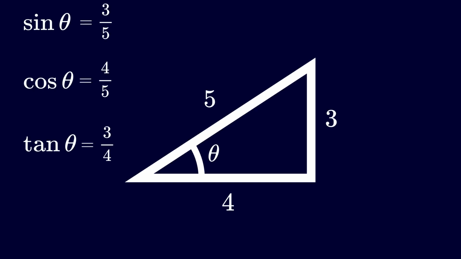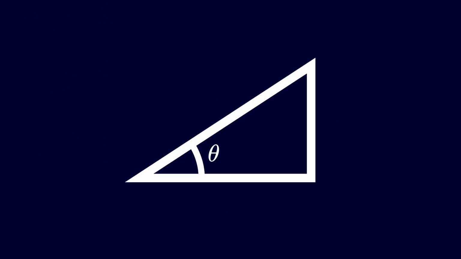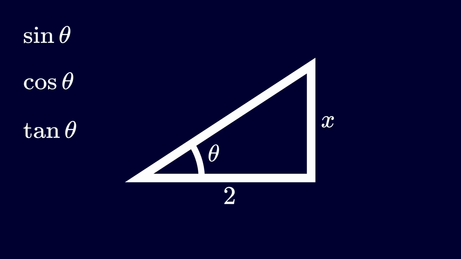Now, say we only know one of the sides, and it's 2 units long. But we don't know any of the other sides. Again, we want to know things like sine, cosine, and tangent of that angle. Since we don't know the other leg, we could give it a variable, x, let's say. We also don't know the hypotenuse, but Pythagoras has our back.